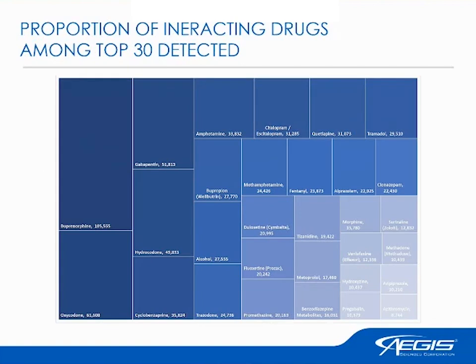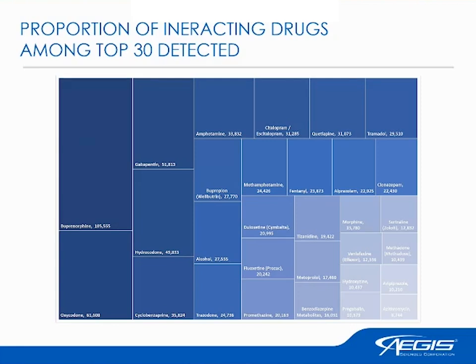This chart shows the proportion of interacting drugs among the top 30 interacting drugs detected and reported during the analysis period. Many commonly prescribed medications were found in the top 30, most frequently involved DDIs. Of note, buprenorphine was the most frequently involved drug, with over 105,000 potential DDIs involving buprenorphine reported during the analysis period. Amphetamine was also frequently involved in potential DDIs with over 33,000 instances.